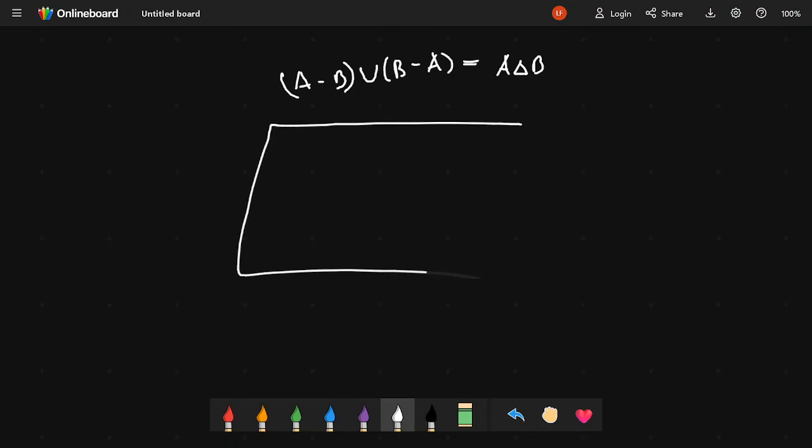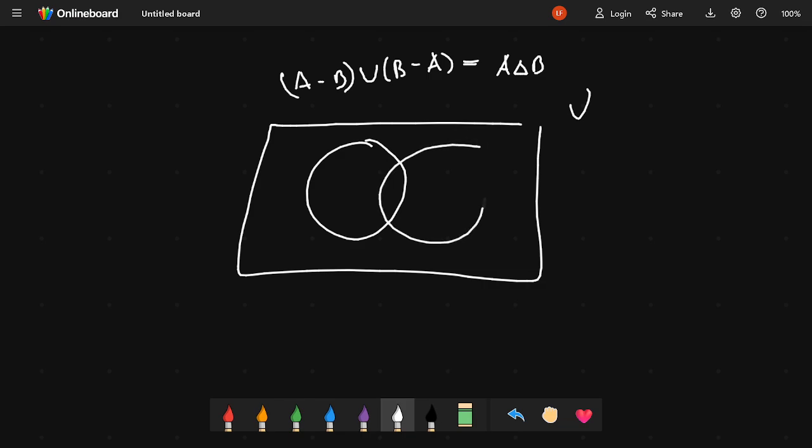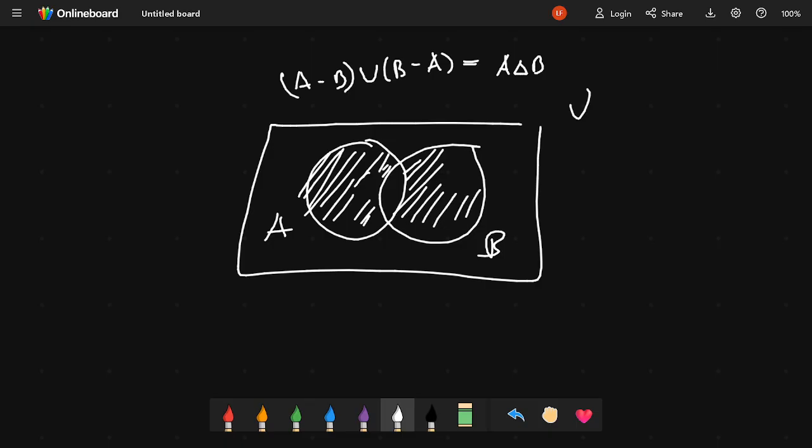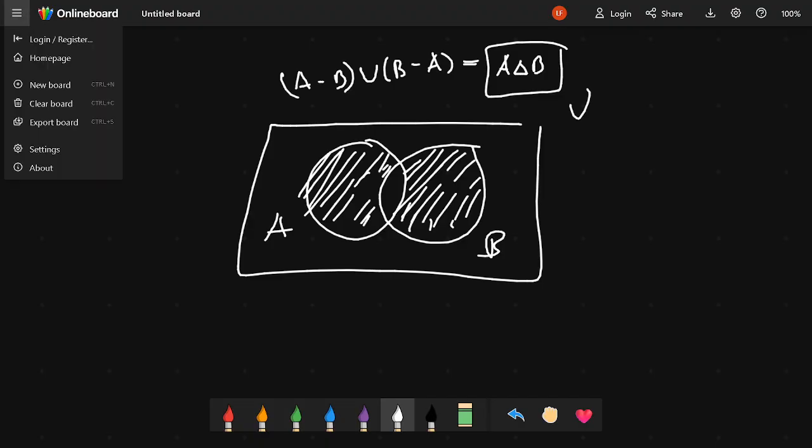How does this work? Let's say you have a universal set, and this is your A set, and this is your B set. A minus B would be everything that doesn't have B. And B minus A would be everything that doesn't have A in B set. And so if we take the union, we get a symmetric difference, A triangle B.